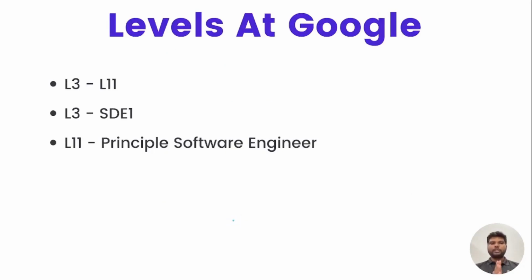Okay, so now let's talk about what are the different levels at Google. Google hires software engineers from L3 to L11. L3 is kind of an entry level position at Google. So if you are a fresher or someone having less than 2 years of experience, you can apply for an L3 position. L3 is kind of an SD1 in any other company. Then we have L4, which is kind of an SD2, and so on and so forth. You go until L11. L11 is kind of your principal software engineer in any other company.